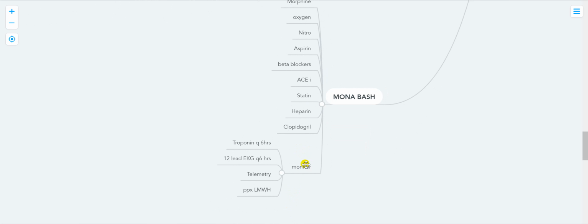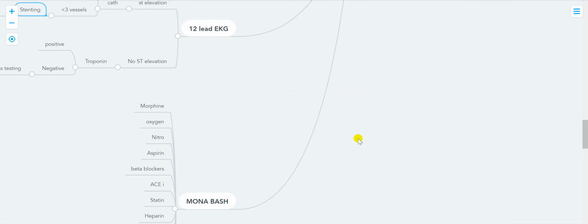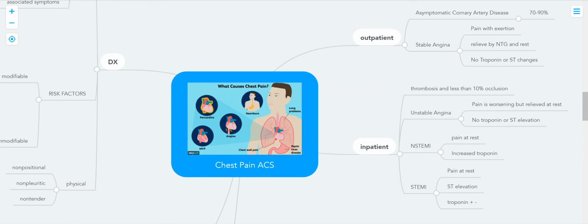Okay. And then we gotta monitor the troponin every 6 hours, 12 lead EKG every 6 hours, and telemetry, and consider the low molecular weight heparin. And that's the summary of chest pain, acute coronary syndrome.